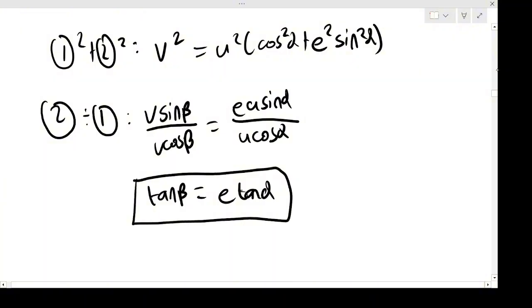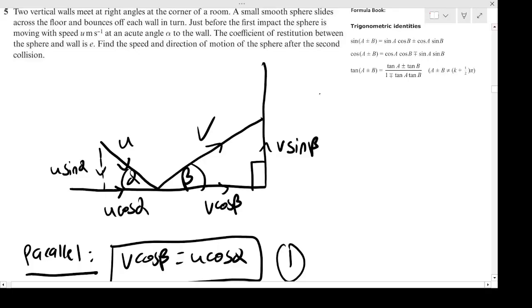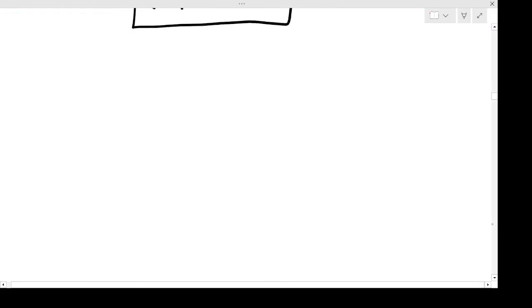So that's really it. Now if I do the second collision, it's going to rebound like that with some other speed w. So this angle here is going to be 90 take away beta, and then this angle here is going to be, let's say, theta. Hopefully happy with that. Now I'm going to draw out the second collision separately, not to confuse.